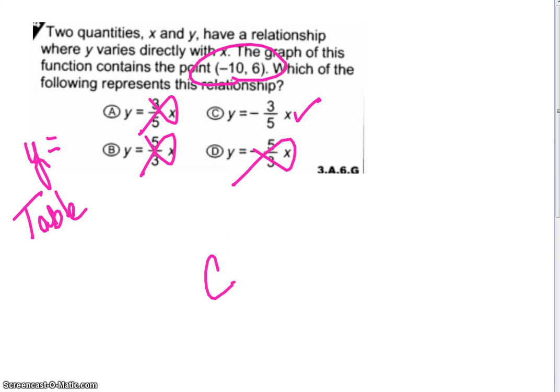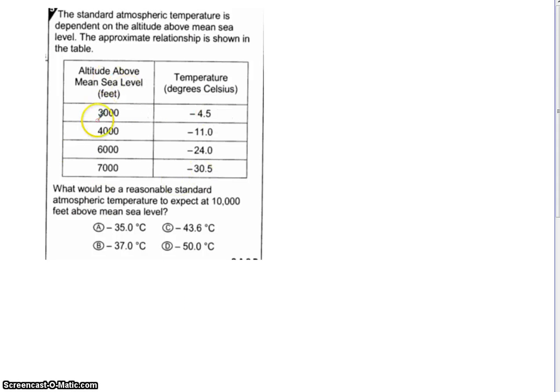All you're doing is looking at the calculator for this. Number 5, they've given me a table, and they want to know what it's going to be at 10,000.